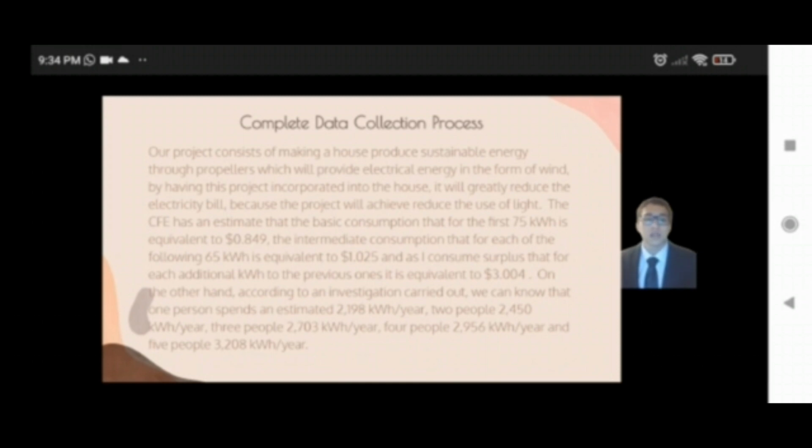On the other hand, according to an investigation carried out, we could know that one person spends an estimate of 2,198 kilowatt hours per year. 2 people, 2040 kilowatt hours per year. 3 people, 2703 kilowatt hours per year. 4 people, 2956 kilowatt hours per year. And 5 people, 3208 kilowatt hours per year.